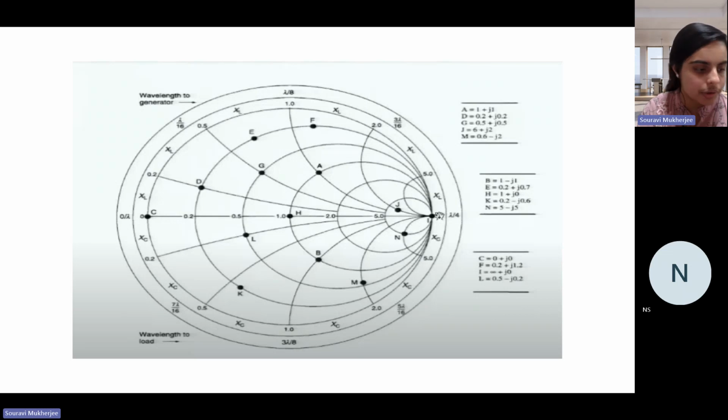Now, how do you write an inductive load? You write it as j omega L, and this you write as 1 by j omega C, right? So that means there is a 180-degree phase difference there, right?